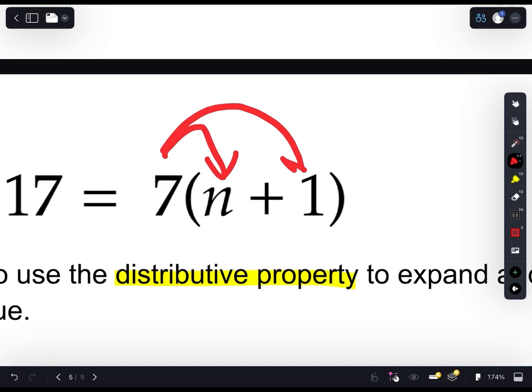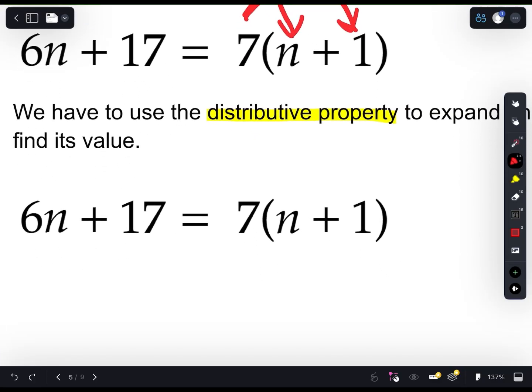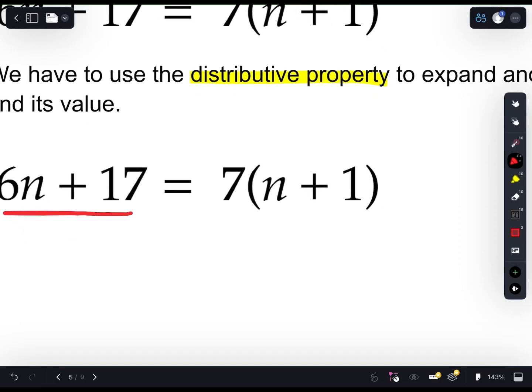You can draw little lines, little arrows. You multiply it by the first thing in that bracket, and then you multiply it by the second thing, the second term, I guess, in that bracket. So it would be 7 times n, which would be 7n, and then 7 times plus 1, which would be plus 7, or just 7. So there we go. 6n plus 17 equals 7n plus 1.